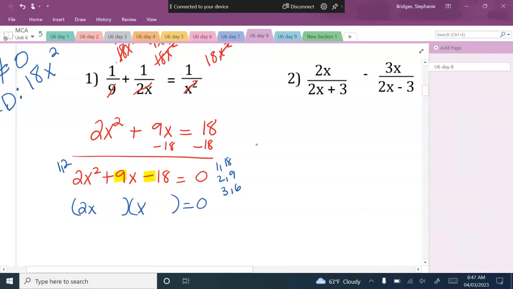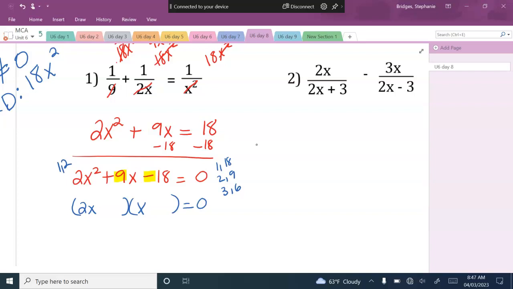The only factors of 2 are 1 and 2, so that's the only option. I just need to decide. I'm trying to subtract to get 9. I probably don't want to use 1 and 18, right? We talked about that's the last option. If I'm trying to subtract to get 9, and I start out with a 2, I probably don't want to try 2 and 9 either. So I'm going to start with 3 and 6. If 3 and 6 doesn't work, then I'll go back to the 2 and the 9. But I'm going to try the 3 and the 6 first.